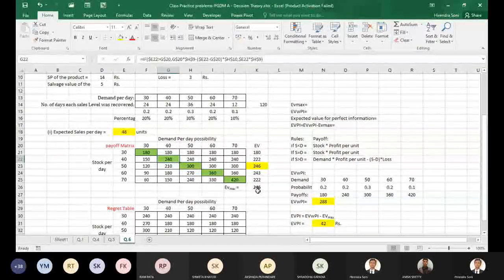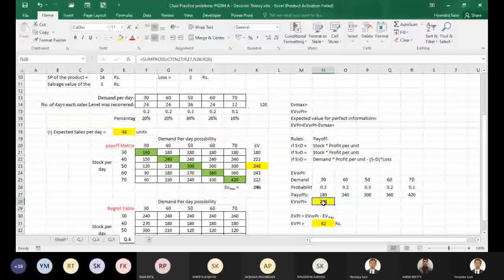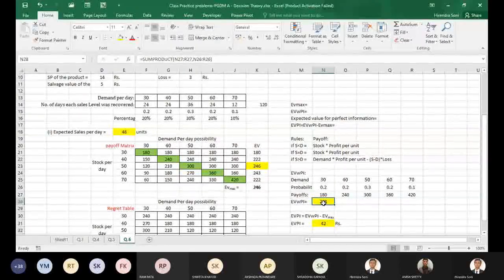So what we do is we calculate the expected value. That means how much can I expect when I have perfect information with me. Okay. Yes, sir. Got it.